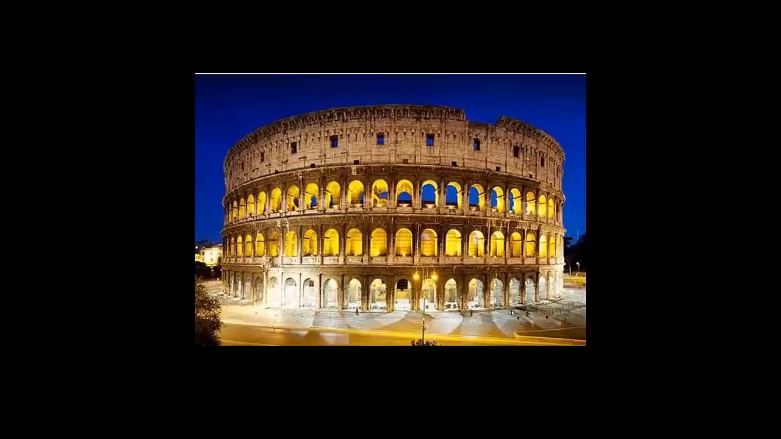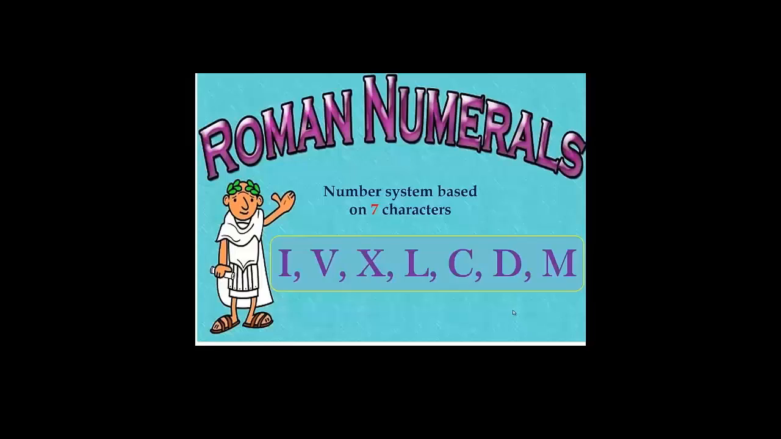Hello children, welcome to another math class. Can you identify this picture? Yes, you are right. This is a famous architecture of Rome called the Roman Colosseum. The Roman people used a separate system of numbers called the Roman numerals.